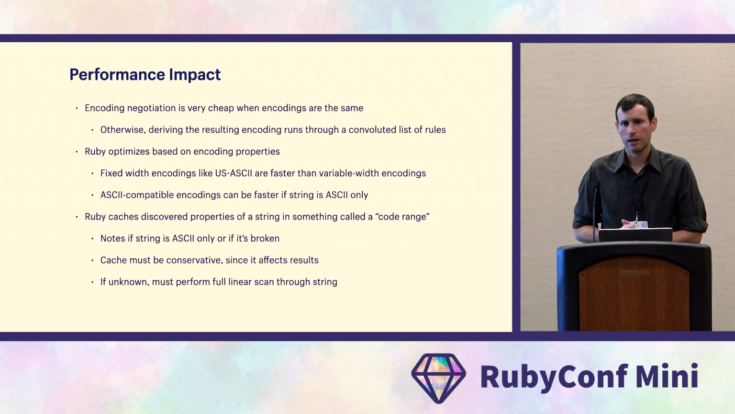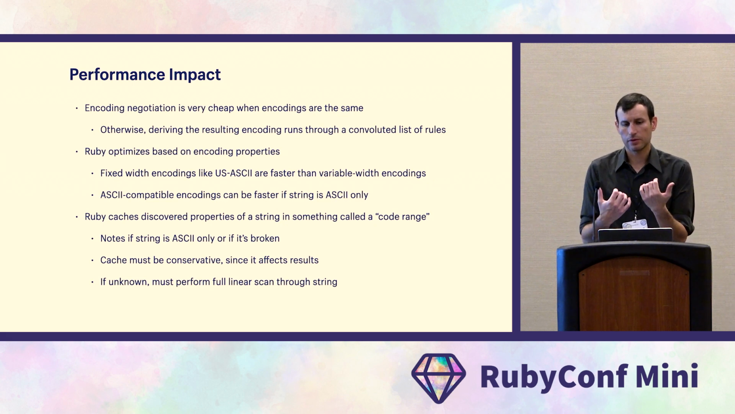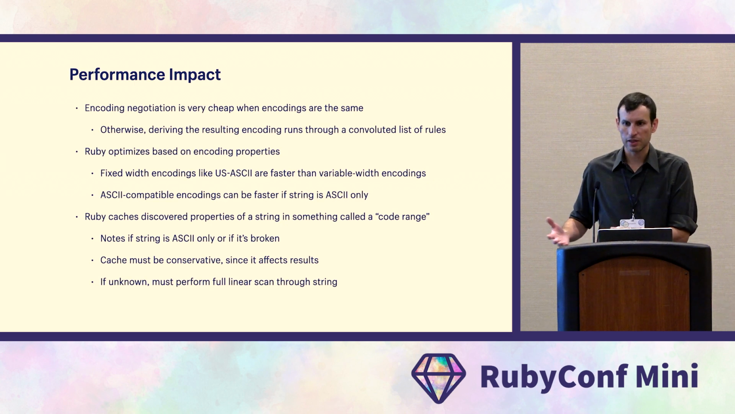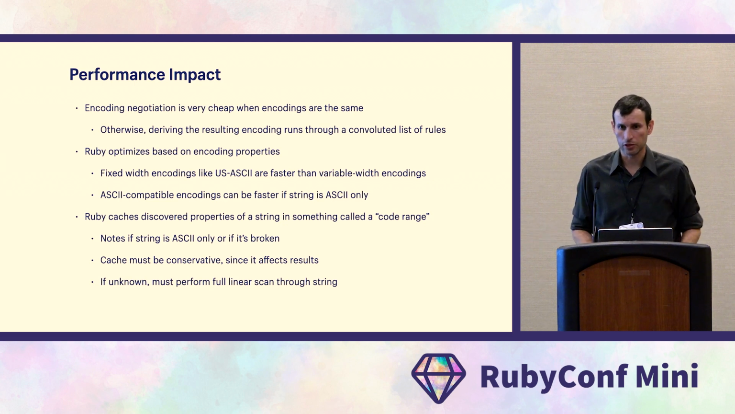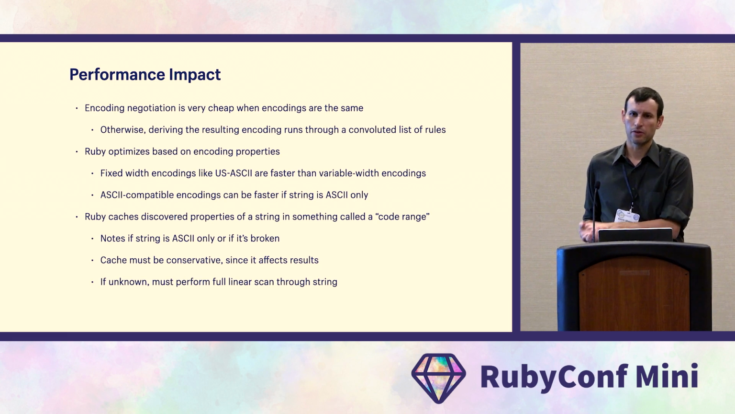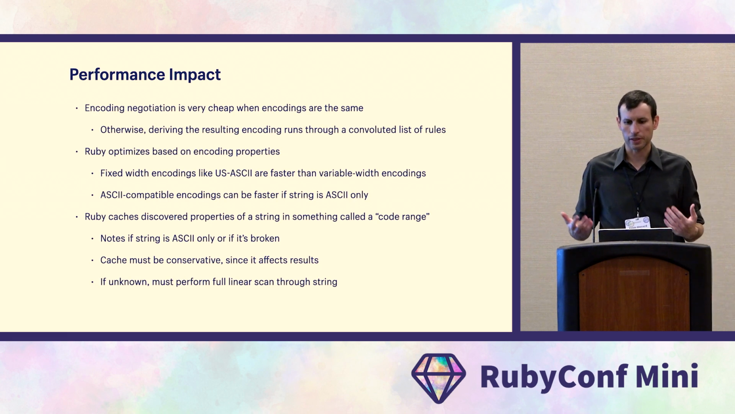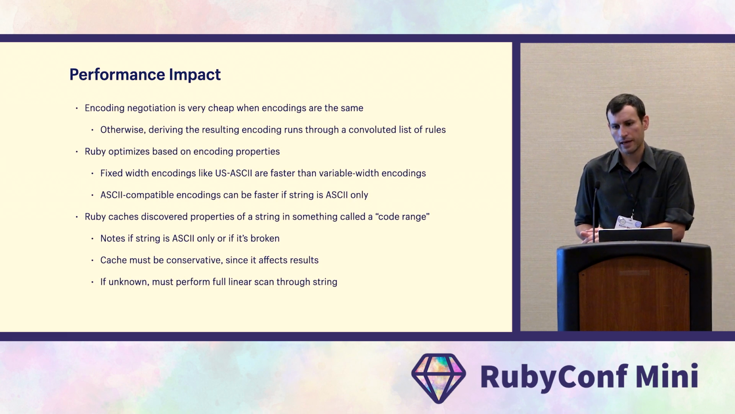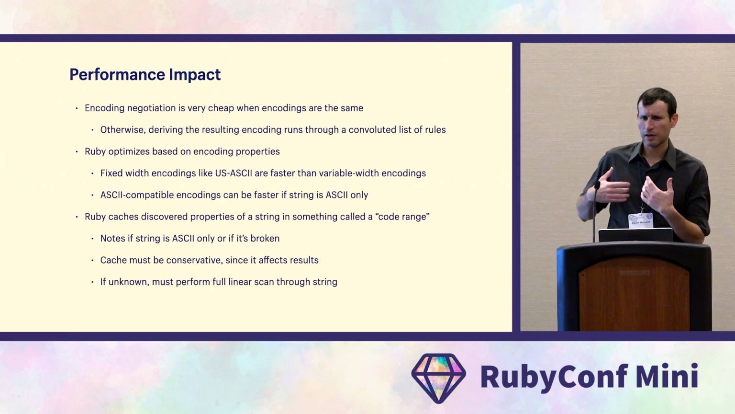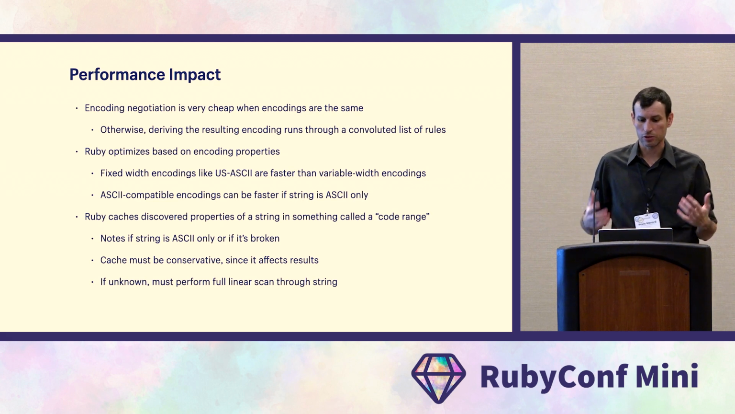So why does this matter? Well, if we get back to that encoding negotiation process, if the operation is on strings with the same encoding, then the derived encoding is trivially the encoding in use. And that's a very quick operation. But if they're not the same encoding, then we got to run through that kind of long set of rules that checks if these two strings are compatible. And that rule involves looking at every character in the string. So you can have a linear scan of the string that you don't really expect just because you're using 2 different encodings.